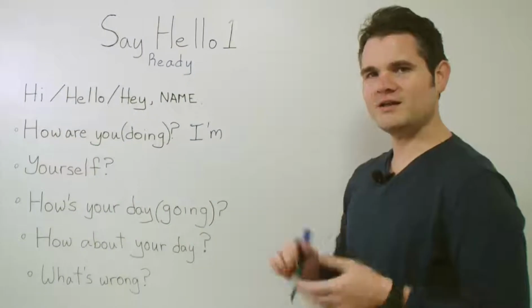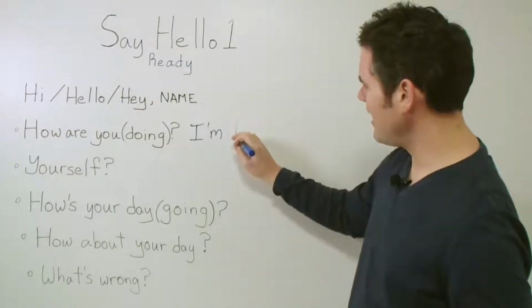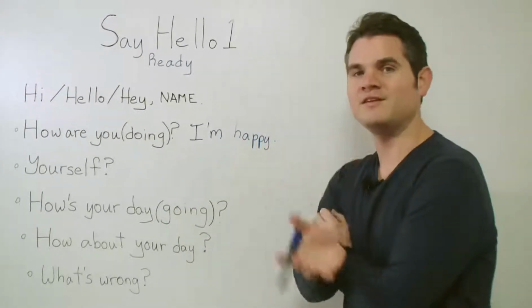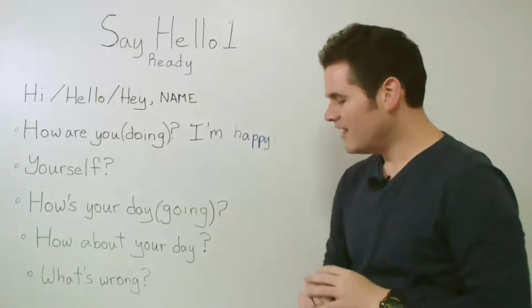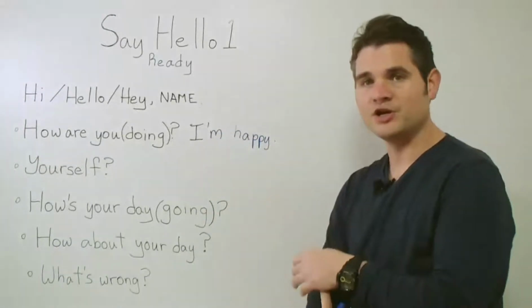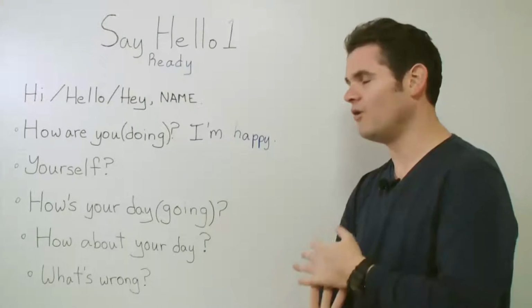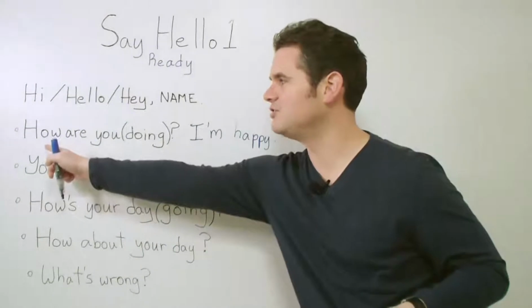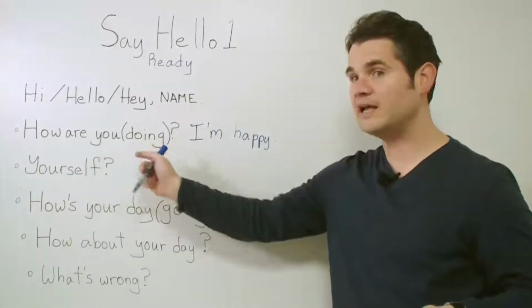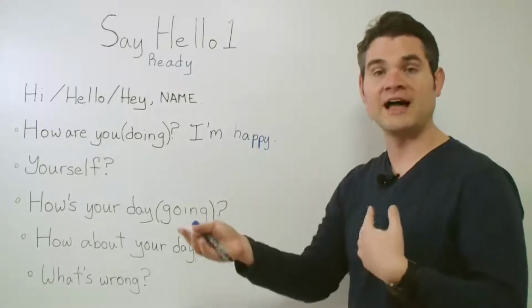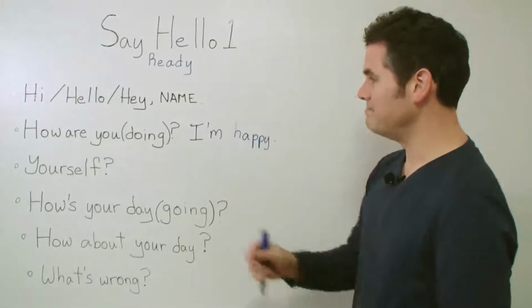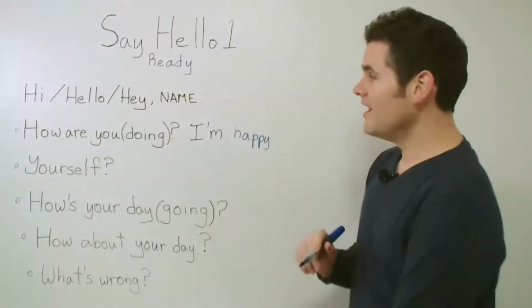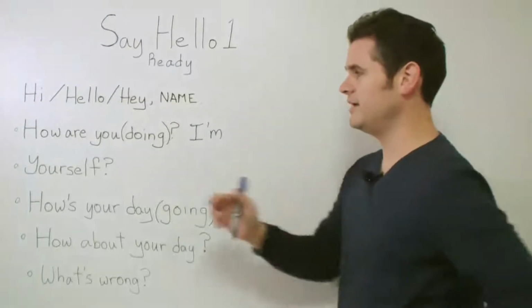So, how are you doing? Let's use the easy one. I'm happy. So, happy is an adjective. So, I'm happy, I'm good, I'm great, I'm wonderful. So, many different ways to answer this. And even if someone asks you, how are you doing? You say, I'm happy. It's fine. You can answer it that way. Or if they ask, how are you? I'm happy. It's fine.